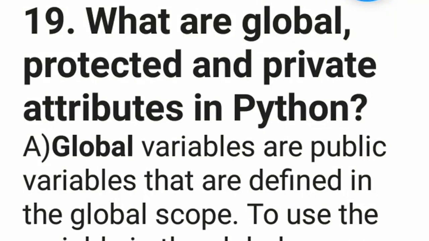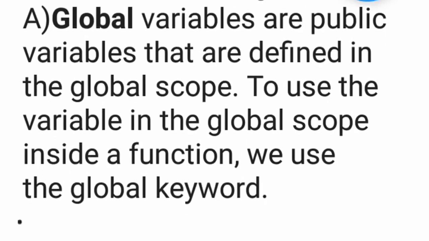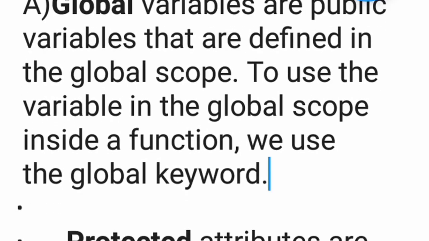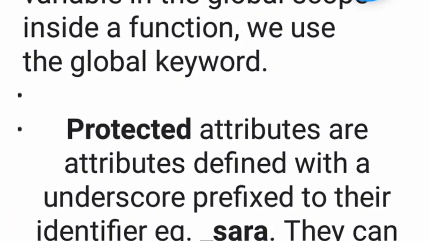19. What are global, protected and private attributes in Python? Global variables are public variables that are defined in the global scope. To use the variable in the global scope inside a function, we use the global keyword.